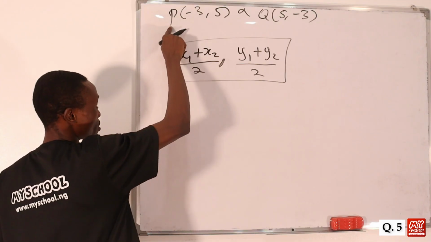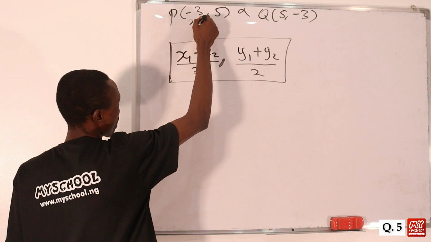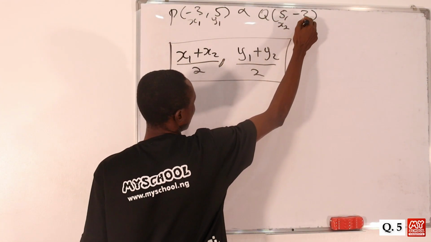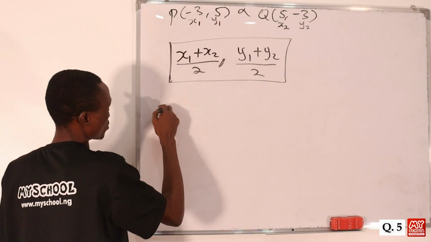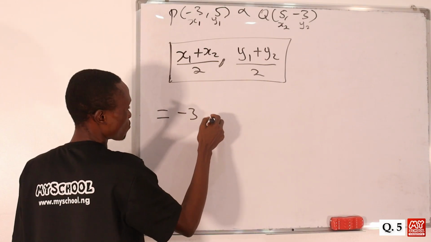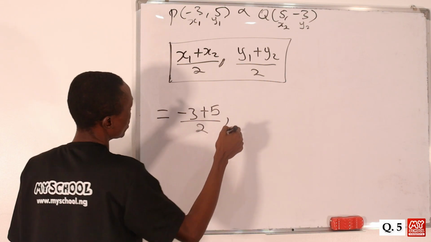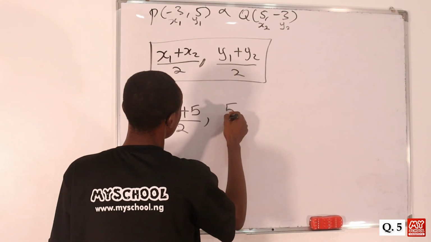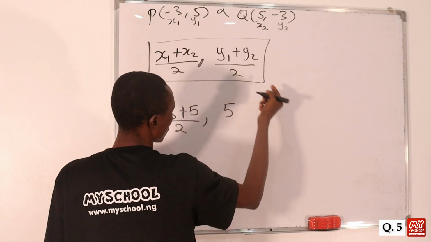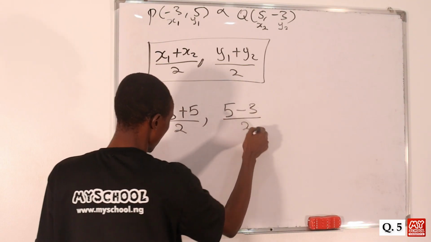Okay, so these are the points. This is the first point P, and this is the second one Q. So this is x1 and this is y1. This is x2 and this is y2. So we just substitute. x1 is minus 3, then x2 is 5. You'll be having plus 5 all over 2, then comma. Then y1 is 5 and y2, sorry, is minus 3. So remember, minus is stronger than plus. So we just bring the minus here all over 2.